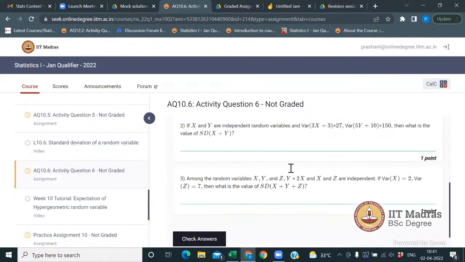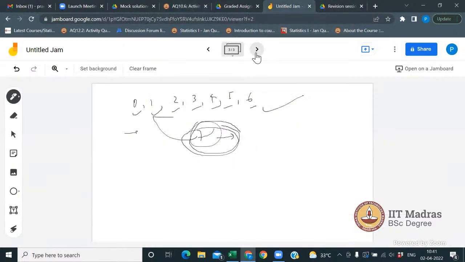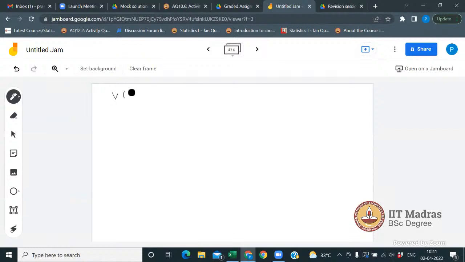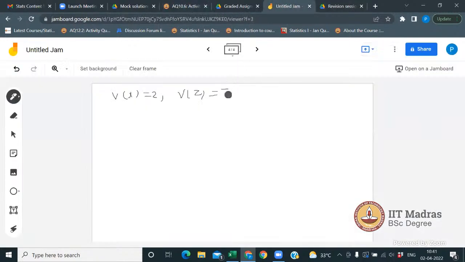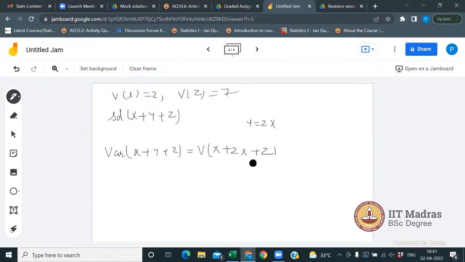Okay, x, y, z, and y is equal to 2x. Variance of x is equal to 2 and variance of z is 7. You have to find the standard deviation of x plus y plus z. So first of all, find the variance of x plus y plus z. In the question, it is given that y equals 2x. So it will be variance of x plus 2x plus z, which is variance of 3x plus z.